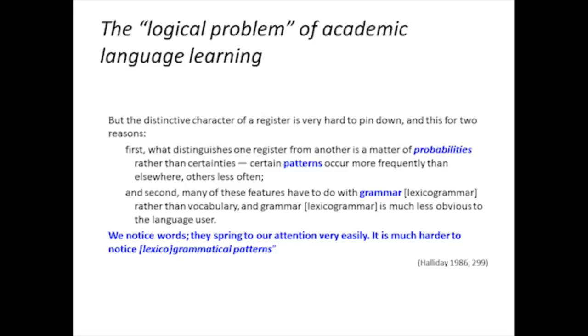And many of these features actually have to do more with grammar, the lexicogrammar, that is how words and patterns come together, than with vocabulary as such. But the problem is that we do notice words, but it's much more difficult to notice grammatical patterns. So how do we learn something which is actually made up, characterized, by something that we don't notice in the first place? The rest of the presentation is a bit towards that.